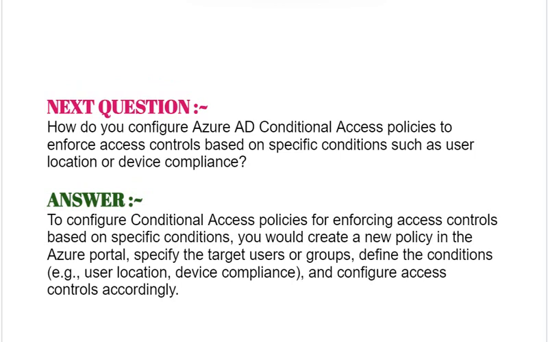Our next interview question is: how do you configure Azure AD conditional access policies to enforce access controls based on specific conditions such as user location or device compliance? Your answer should be to configure conditional access policies for enforcing access controls based on specific conditions. You would create a new policy in the Azure portal, specify the target users or groups, define the conditions, for example, user location, device compliance, and configure access controls accordingly.